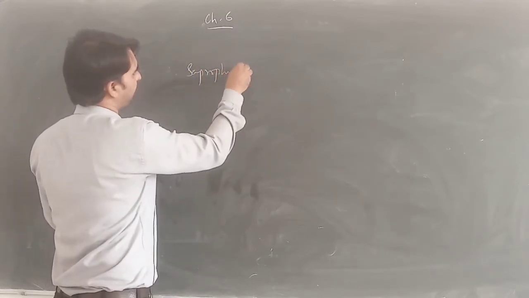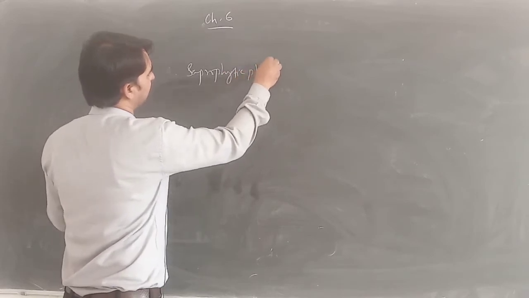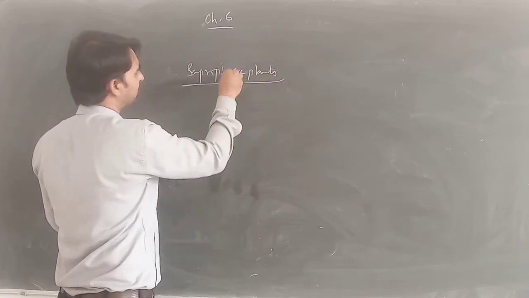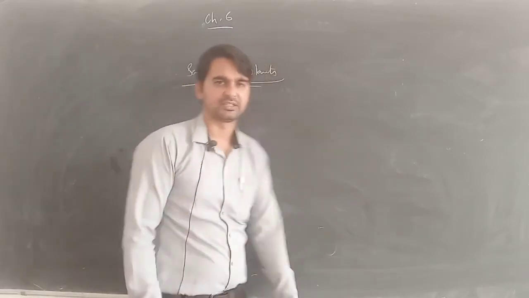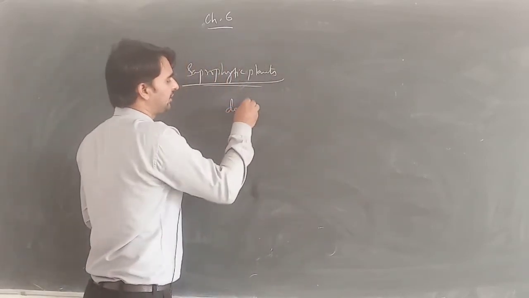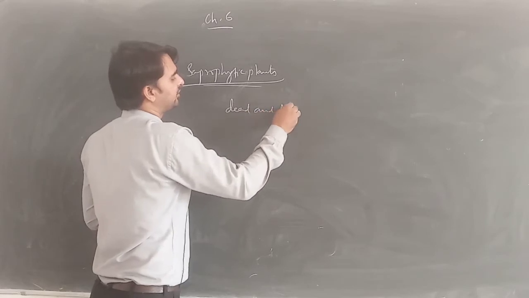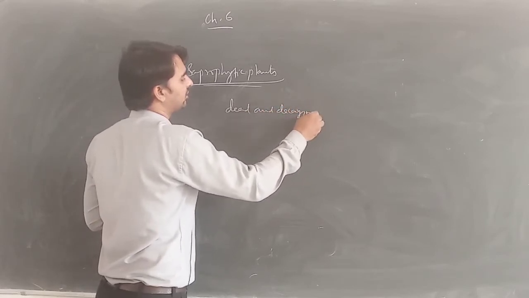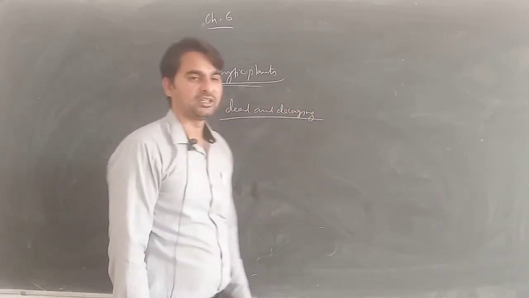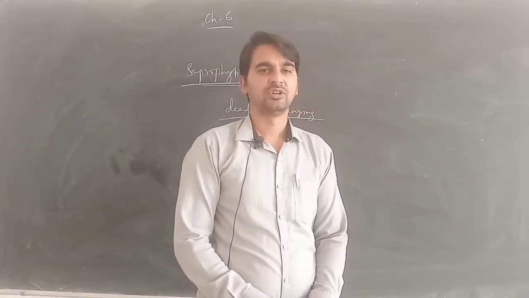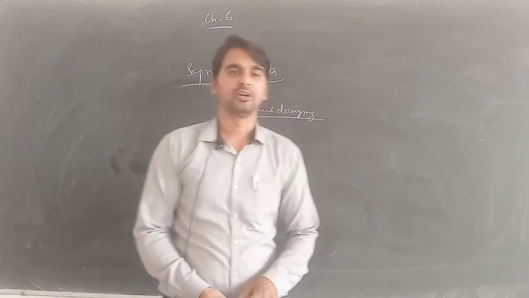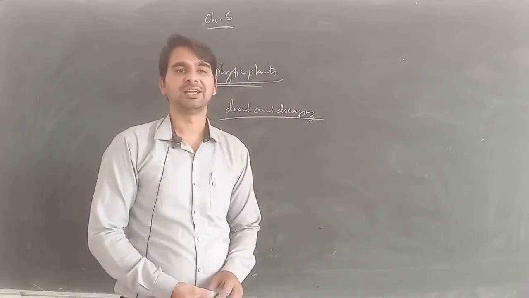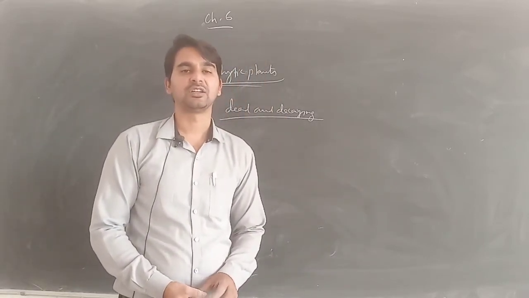What are saprophytic plants? Saprophytic plants are plants that depend on dead and decaying organic matter. I'm saying they depend on dead and decaying organic matter. So whatever be the dead bodies of the organisms or the waste materials of foods, vegetables, what we people are throwing here and there, they all will be decayed or decomposed by these saprophytic organisms.